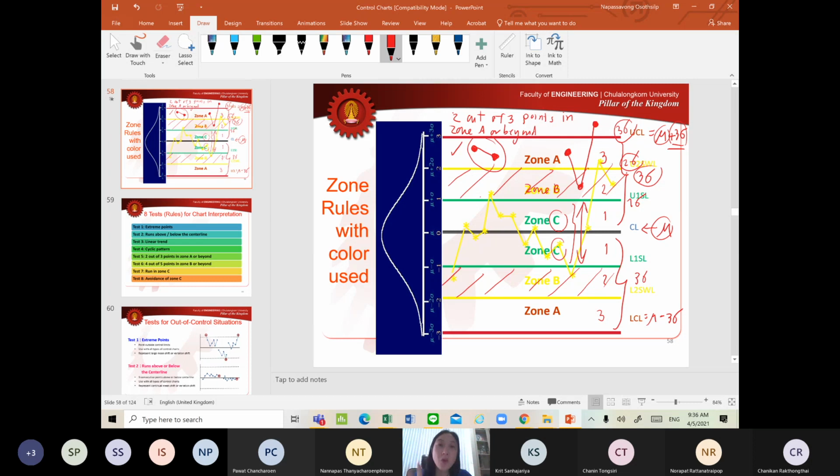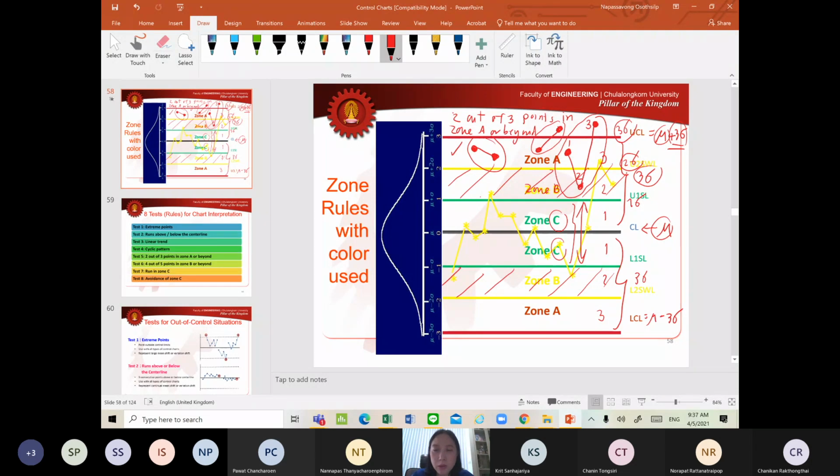Actually, if there are 2 consecutive points in zone A or beyond zone A, you can have things like this. The first one here and the second one here. It violates this rule also, because this point is in zone A, this point is beyond zone A, and you have 2 consecutive points in zone A or beyond zone A. So it violates this rule also. And this pattern also violates this rule, because out of 3 points, 1, 2, and 3.